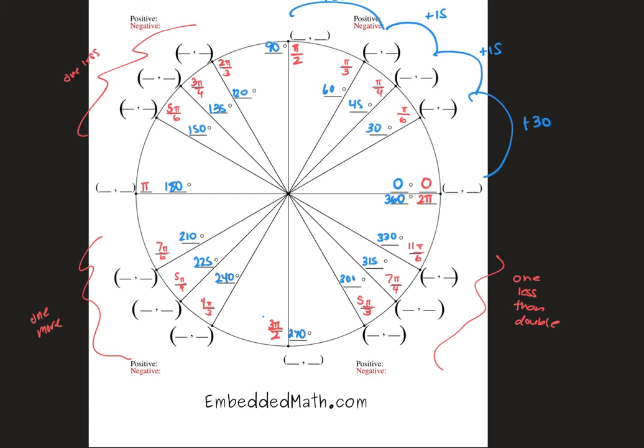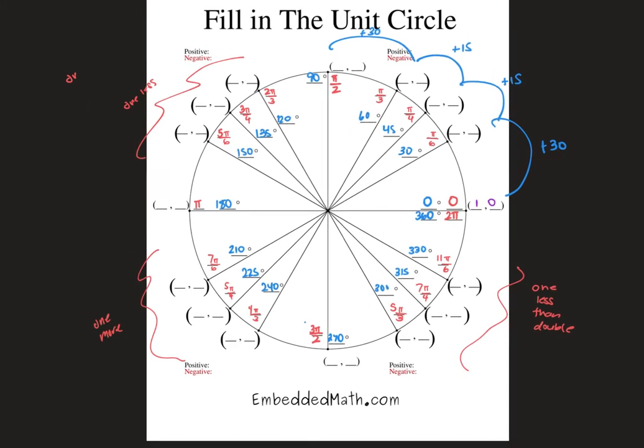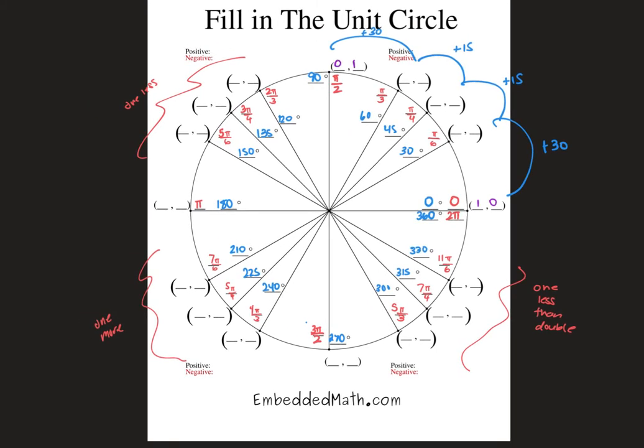Now we've got to fill in all the coordinate points. So fill in the ones you know. The one on the right is (1, 0). The one at the top is (0, 1). The one on the left is (-1, 0). The one on the bottom is (0, -1).